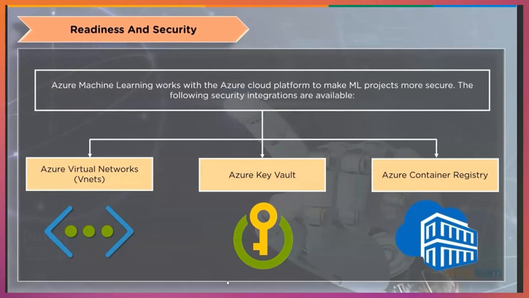Third is Azure Container Registry. This is a service to store and manage container images for ML models and applications. It helps ensure that containerized environments often used to deploy ML models remain secure and properly authenticated before being used in production. These security features are designed to make Azure Machine Learning projects safer, aligning them with industry standards for cloud security, data protection, and confidentiality.